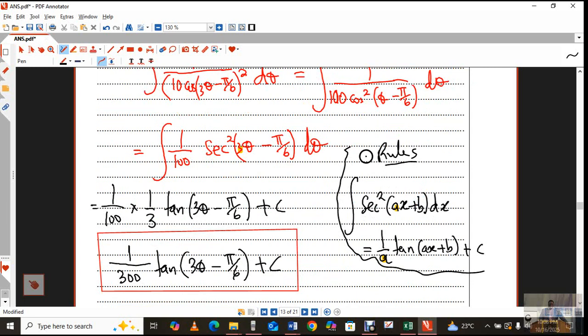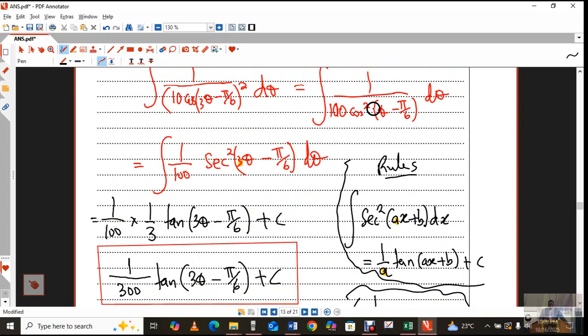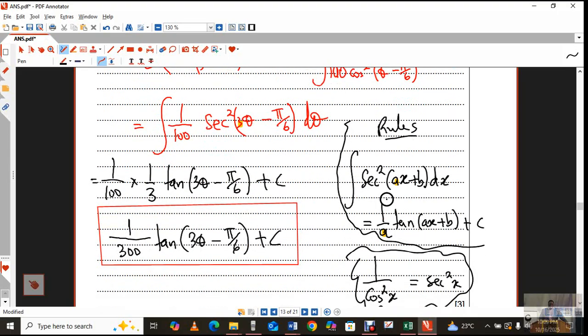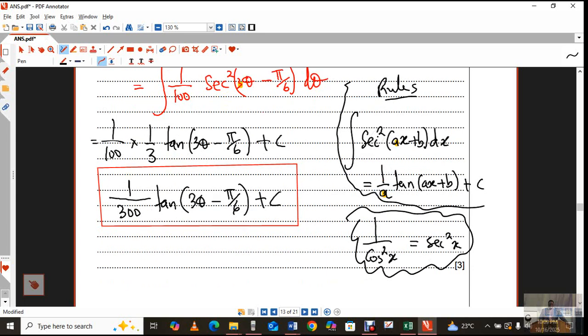From there, you should definitely know how to integrate sec square, because 1 over cos square of an angle, and I will write it over here as well so you can know, 1 over cos square x is nothing but sec square x. Also another thing you are supposed to know is how this 1 over cos square became sec square of that same angle. Then you integrate, and hopefully you remember how to integrate sec square of ax plus b type, and that is exactly what I did to get to this final answer.